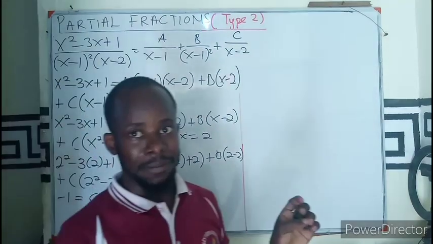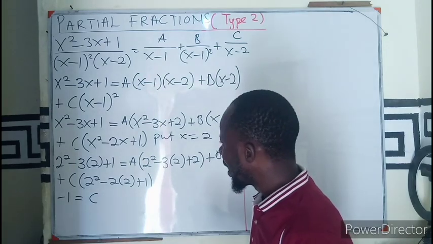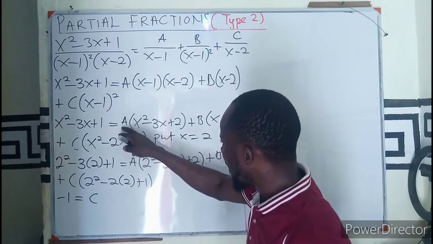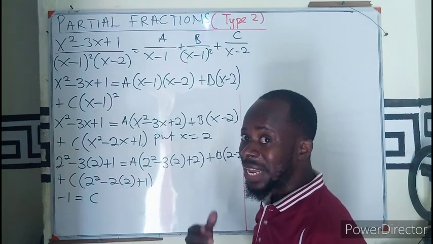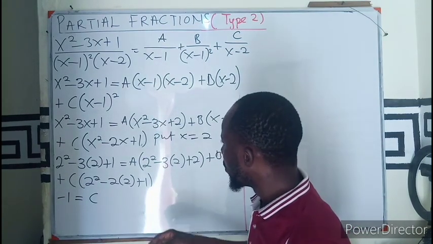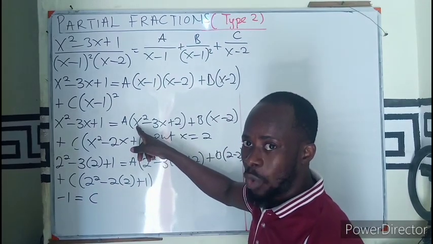So we have gotten the c. Good. So let's look through and see which other variable, as in a, b, c, we can easily eliminate by equating x to a value. So this is a. If I put 1 here, 1 square is 1.